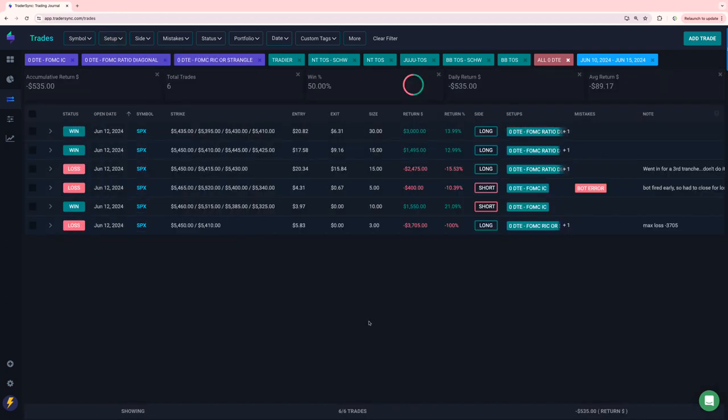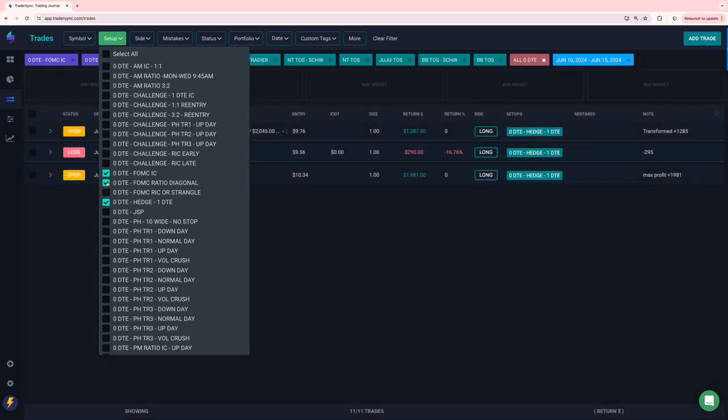I misplayed a couple of these. One, well, this was a bot error. I turned it on and it was not supposed to fire yet, but for some reason it did, so I ended up closing that one for a loss. And then on my ratio diagonal, the first two were nice winners. I went in for a third tranche, which I shouldn't have. That wasn't part of the process, but anyway, ended up giving some back on that. And then my FOMC Iron Condor was a winner. My FOMC Long Strangle was a loser. So net, a little bit red for FOMC day.